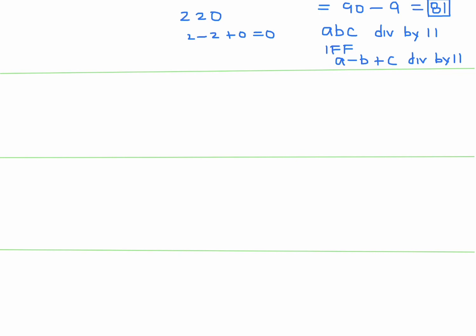Well, there's one rule that will be very helpful. Any number of the form A, B, C will be divisible by 11 if and only if A minus B plus C is divisible by 11. So, for example, if we have 2, 2, and 0, that would be divisible by 11 because 2 minus 2 plus 0 is 0, and 0 is divisible by 11, right? It's 0. So we have to take that rule into consideration.